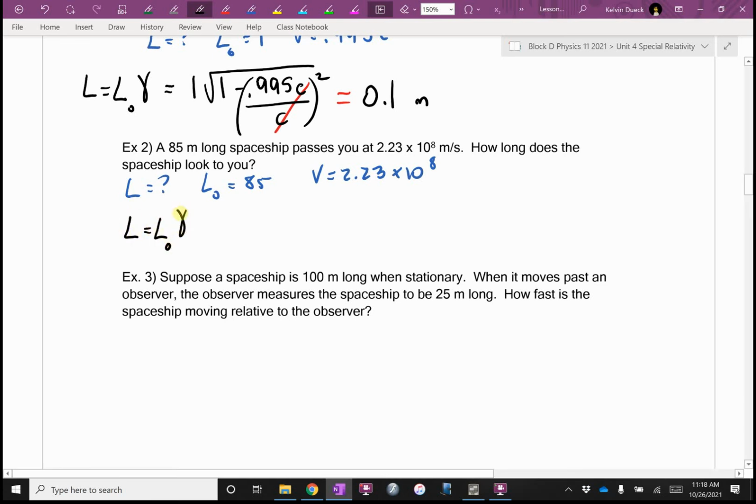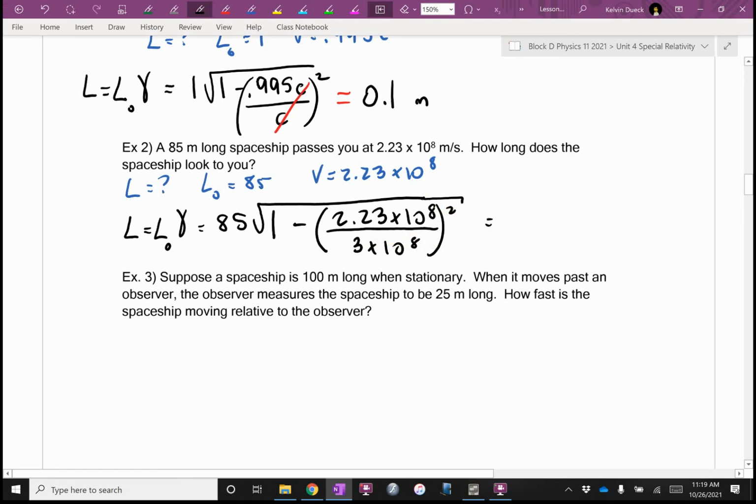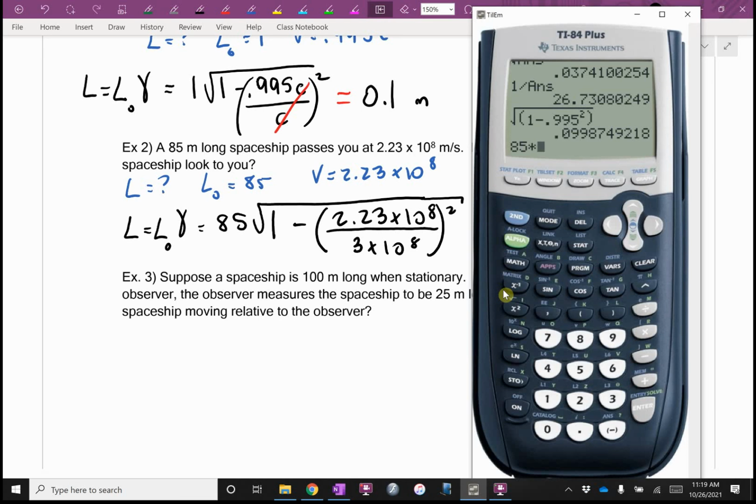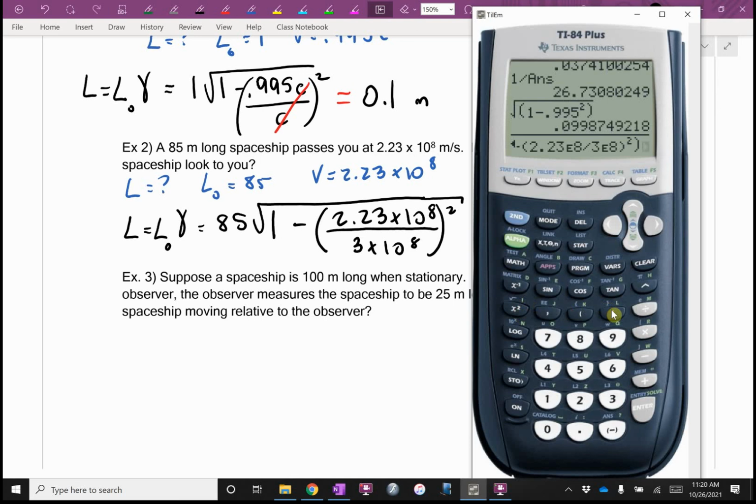L is going to be L0 times the square root. It's going to be 85 times the square root of 1 minus 2.23 times 10 to the 8th all over 3 times 10 to the 8th. Don't forget the squared. I'm going to see if I can type this in one step. It's going to be 85 times square root button 1 minus, oh, I got to do a bracket inside the square roots probably. 1 minus bracket 2.23 scientific notation button 8 divided by 3 scientific notation button 8. Close off the bracket. Don't forget the squared. Close off the square root. I think that's right.